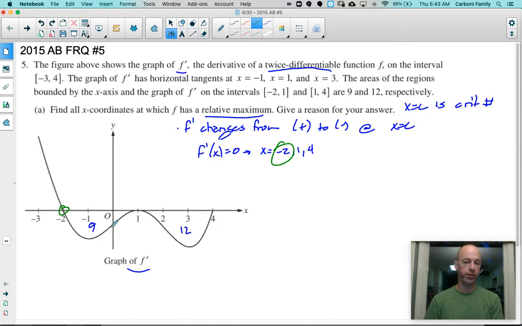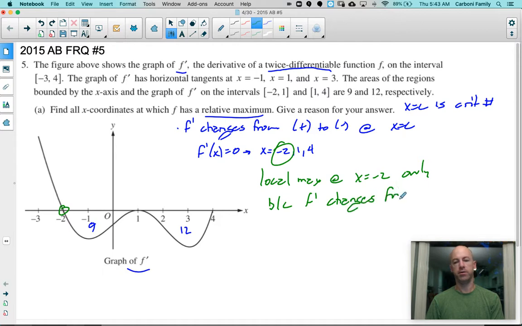At 1, the derivative is negative and then negative. So that is not a maximum. We need to go from positive to negative. And 4 is the right endpoint, and you cannot have local extrema at an endpoint. So I would say there's a local maximum at x equals -2 only, because f prime does change from positive to negative at x equals -2. And there's your explanation for A.